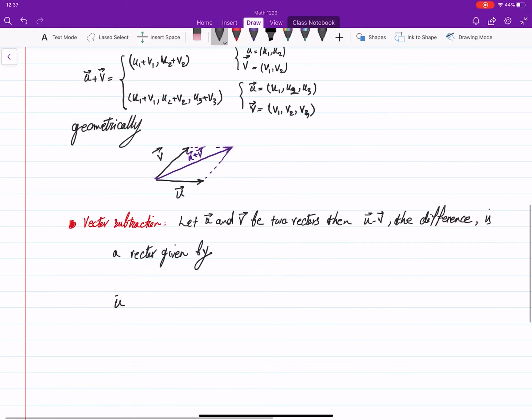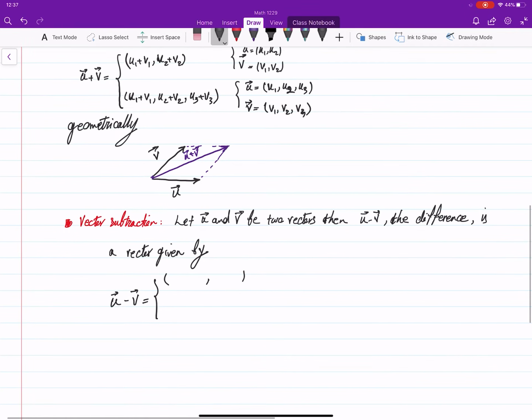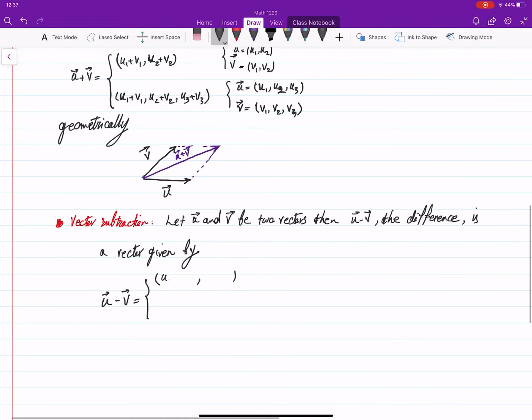U minus v is, if it is the 2-dimensional case, you subtract the first component of v from u, so u1 minus v1 and u2 minus v2. If it is 3-dimensional, you have u1 minus v1, u2 minus v2, and u3 minus v3. This is in the two-dimensional, this is in the three-dimensional case.